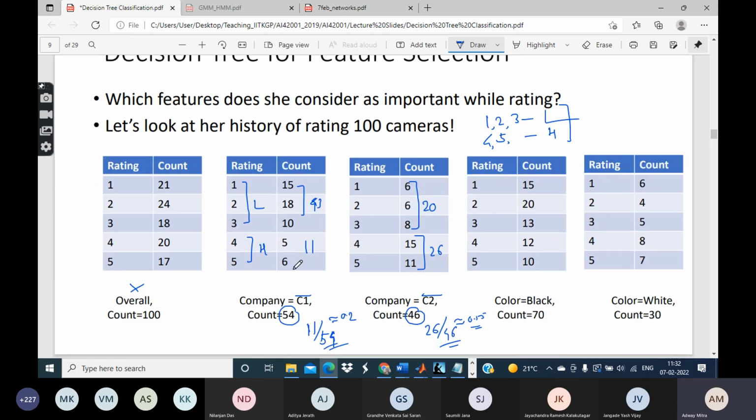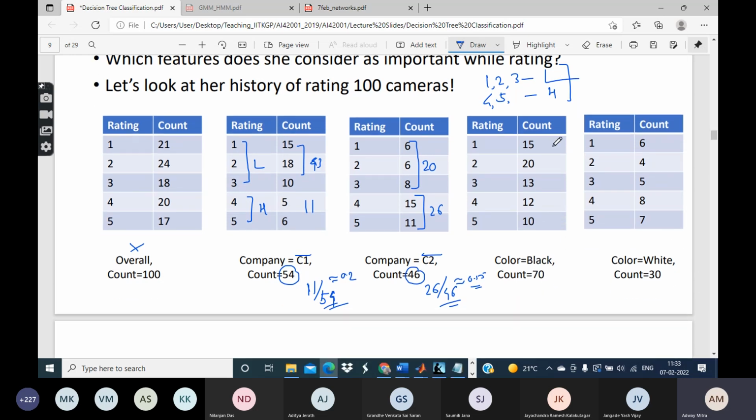So basically that means we cannot really stop our investigation at this stage. It's possible that company C1 will also manufacture some other good video camera which she will give high ratings. On the other hand, it's also possible that company C2 will produce some other camera which she will not like. Right? So we have to probe further.